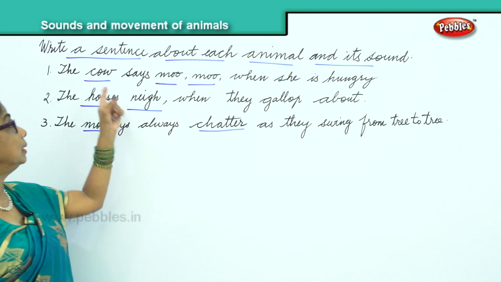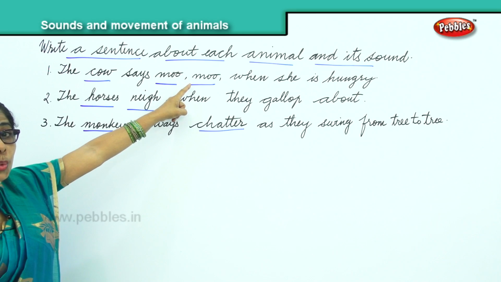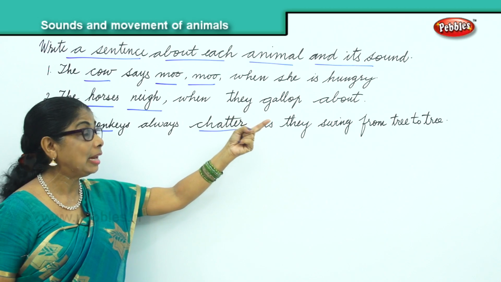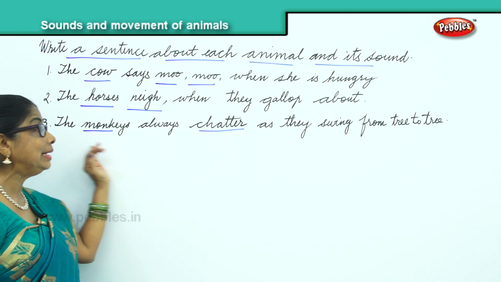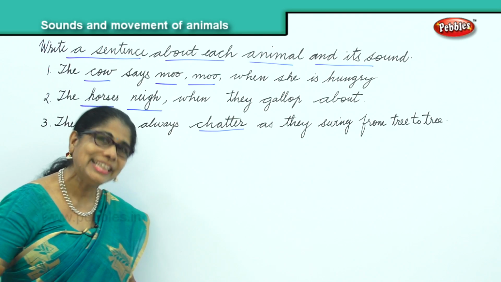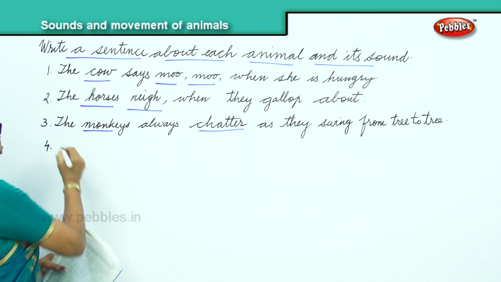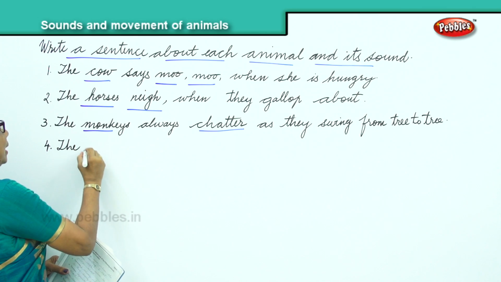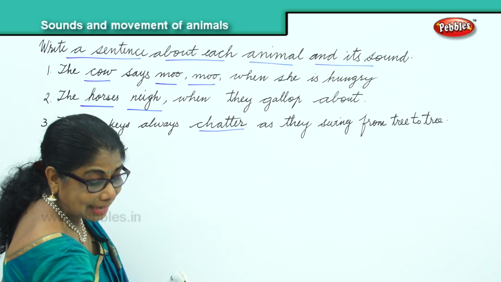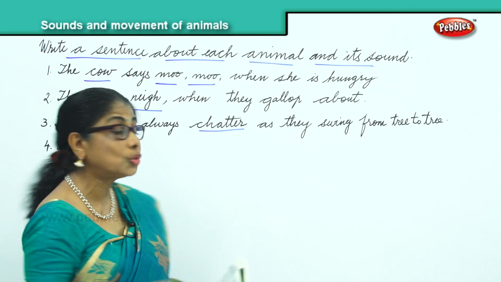Now, look at all the three animals here. The cow says moo when she is hungry. The horses neigh when they gallop about. The monkeys always chatter when they swing from tree to tree. Okay, let's take another animal. Mouse, the mouse. What does the mouse say? What is the sound made by the mouse? The mouse squeaks.